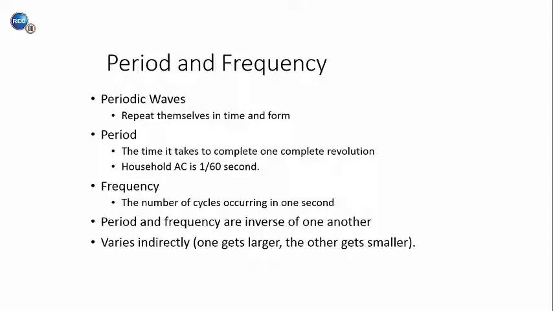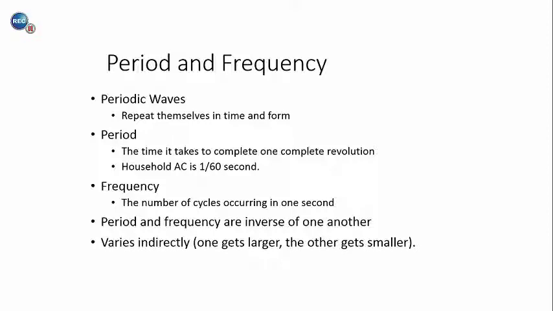The frequency, that is the number of cycles occurring in 1 second. And so, for example, your household AC, if the period is 1/60th of a second, that means that we're getting 60 periods or 60 oscillations or 60 repetitions every second. And so every second we get 60 individual little sine waves that form this full sine wave.